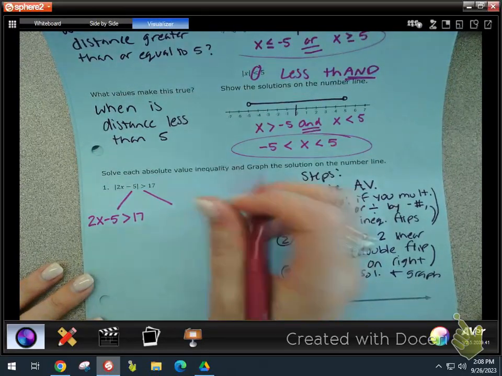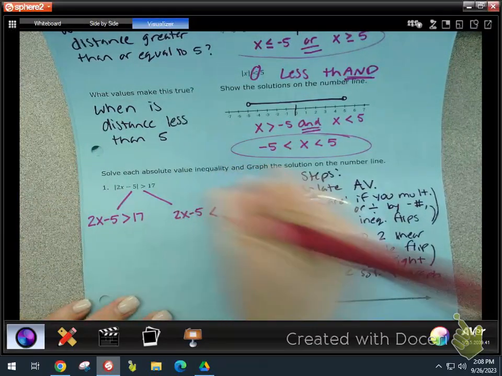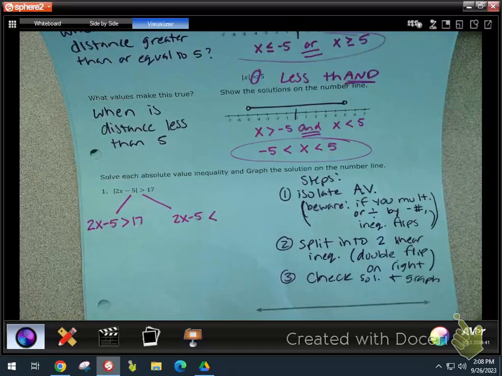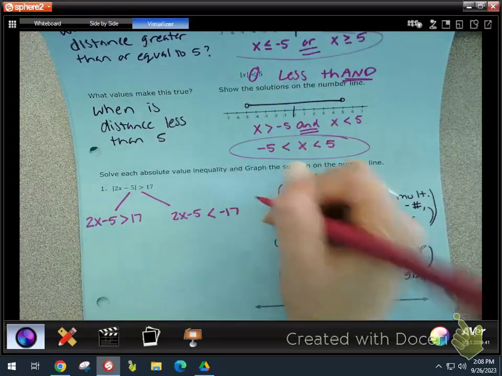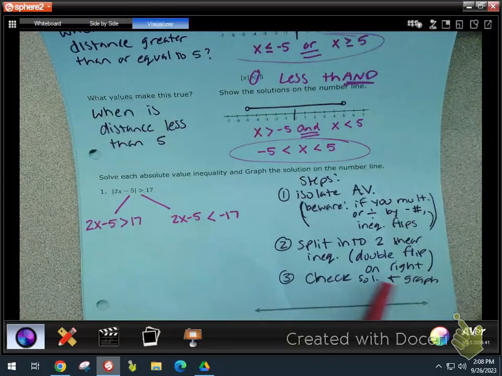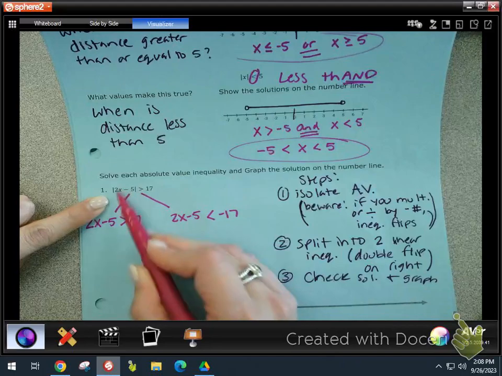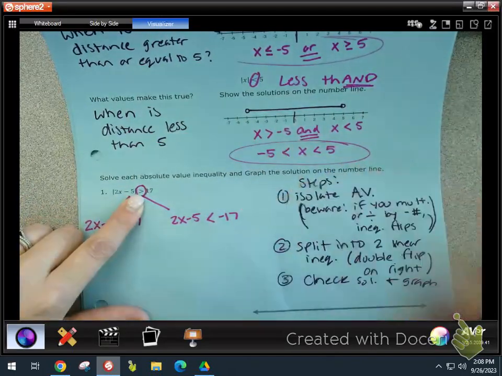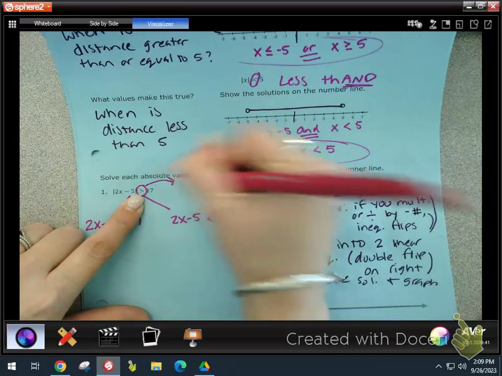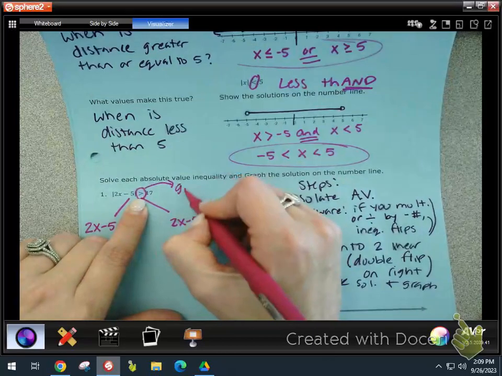Here's what I mean by double flip. 2x minus 5 stays the same. Flip the greater than to a less than. That's flip number 1. What's flip number 2? Negative 17. Okay, that's the only thing extra that you have to do. Oh, in my original equation, since the absolute value is isolated already, I kind of make a note. Is this going to be an and or an or? Or. The original? Greater than. Greater.